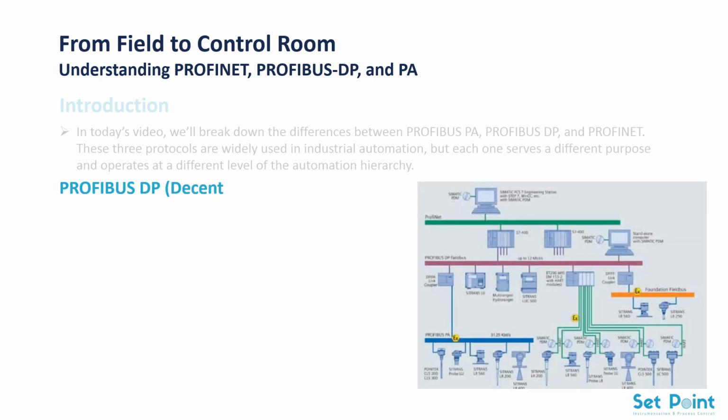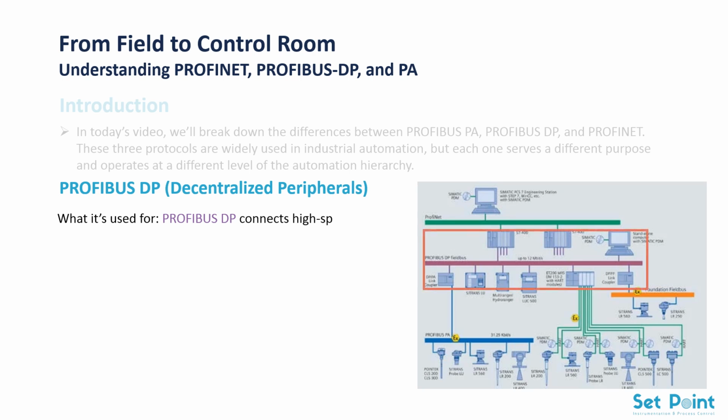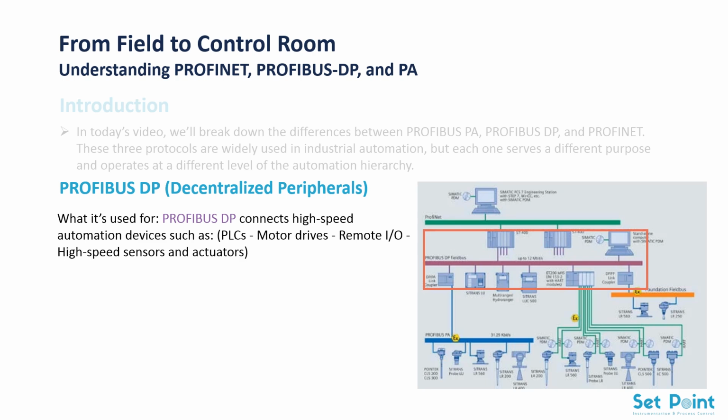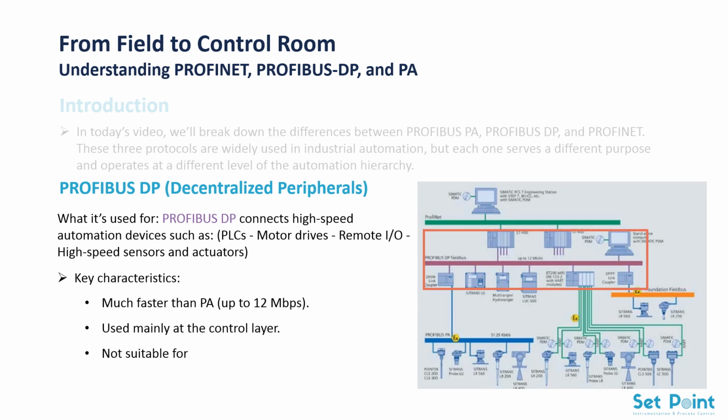Profibus DP, decentralized peripherals. What it's used for. Profibus DP connects high-speed automation devices such as PLCs, motor drives, remote I/O, high-speed sensors and actuators. Key characteristics: much faster than PA, up to 12 megabits per second. Used mainly at the control layer. Not suitable for hazardous areas. Purely communication, does not power the devices.